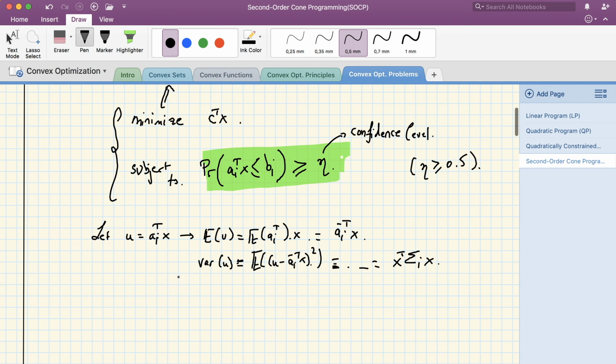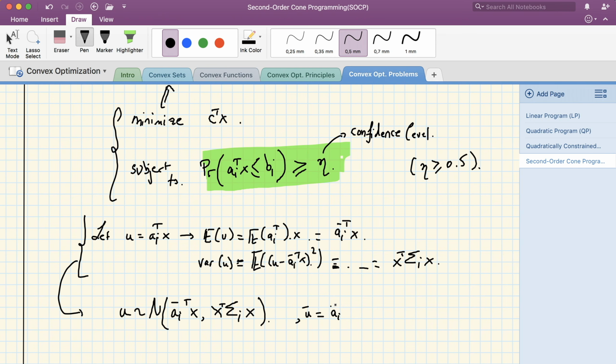So with that being said, all this will give us that U is normal with mean AI bar transpose X and variance X transpose sigma I X. We will denote U bar to be AI bar transpose X and sigma squared to be X transpose sigma I X. Now this is the small sigma, not the uppercase sigma. So that we can say U is normal of mean U bar and variance sigma squared.